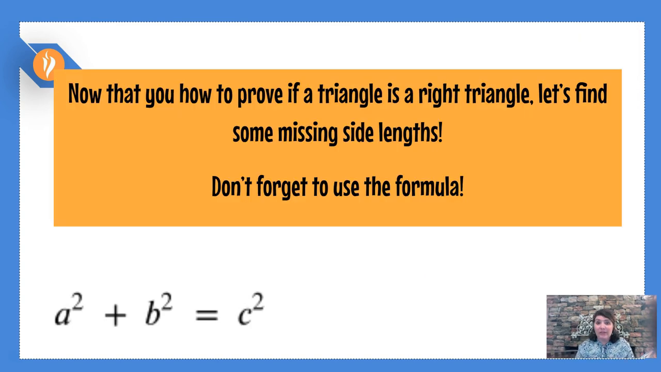Now that you know how to prove if the triangle is a right triangle, let's see if we can find some missing side lengths. So this is going to be a review of what Tim and Moby did as well. So we're going to plug in values. We're going to be missing one value, and we're going to solve for it.